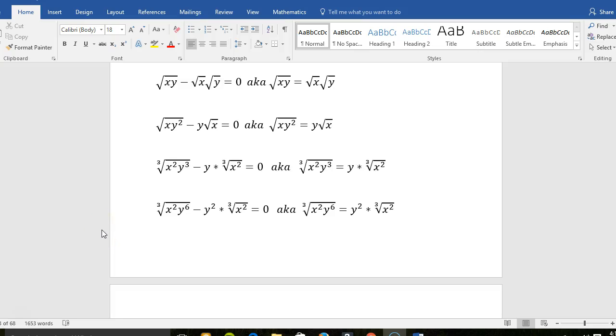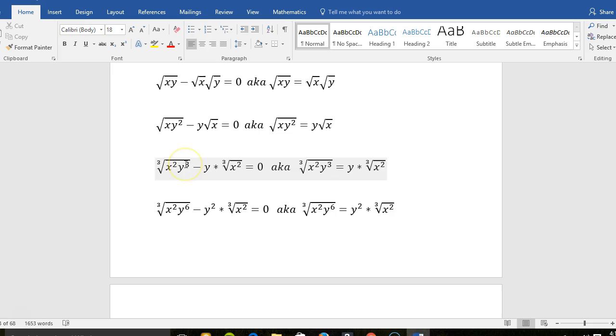Let's look at some more examples. The cube root of x squared y cubed. Now, x squared cannot come out, and the reason is 2 is smaller than 3. This power of 2 here is smaller than the index right here, which is an index of 3. So x squared cannot come out.